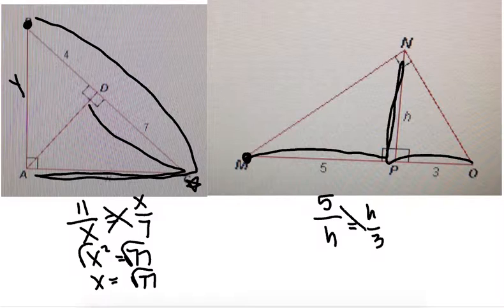Then you cross multiply to solve. So h times h is h squared. 5 times 3 is 15. Square root, so h equals the square root of 15.